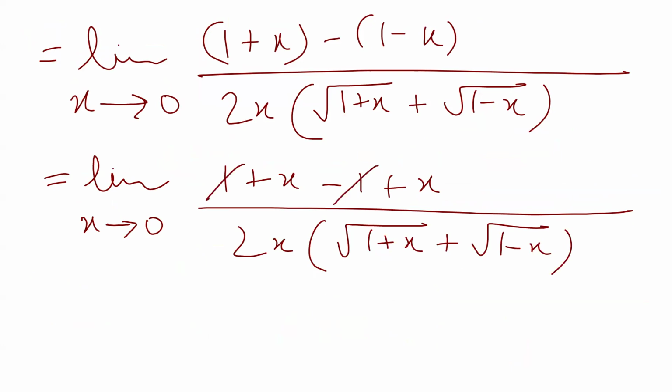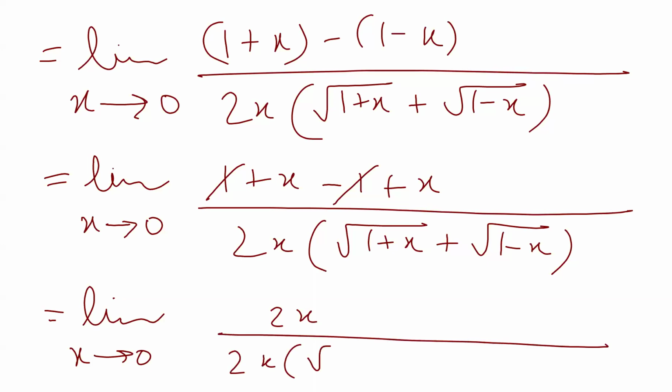Okay, so 1 and 1 is gone. You're left with 2x. So 2x and 2x is also gone. We are left with 1. Okay. So now guys, can you tell me, can we put the value of x as 0 in the denominator? Is it okay now to substitute the value of x in the denominator as 0? Will it affect the entire solution?